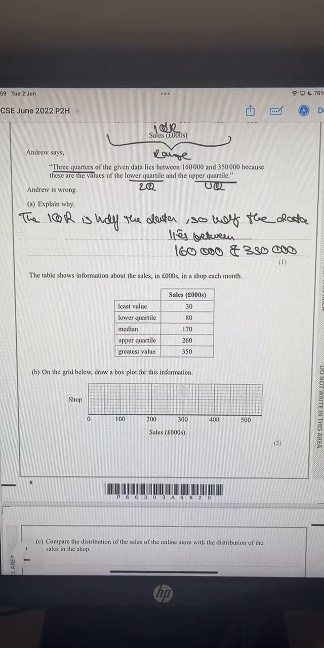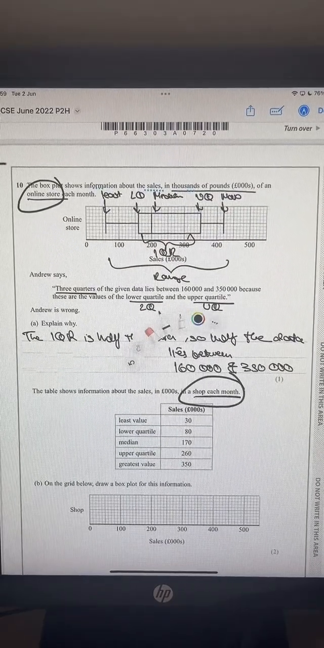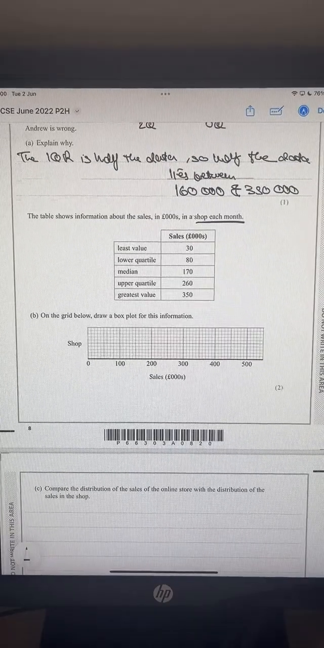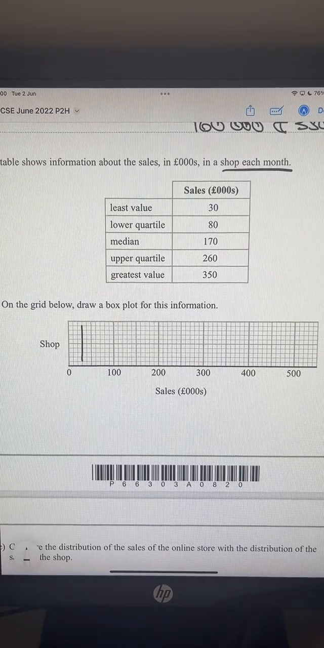This table shows information about sales in a shop each month. So the difference here is this is an online store and this is a shop. They were very, very subtle with that in this question. So just make sure you read it properly and know what the difference is. The least value is 30, so just make sure your increments are correct. I'm going to do this as best as I can. So the least value is 30, so it'll be there. The lower quartile is 80, so then that will be there.